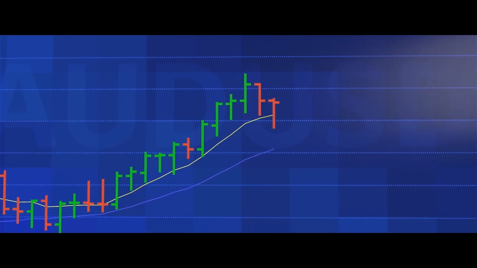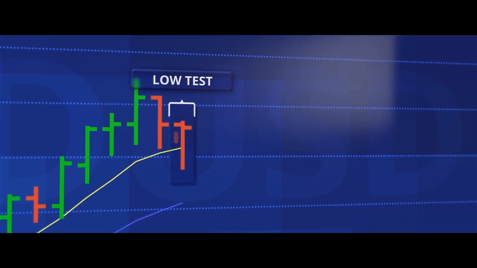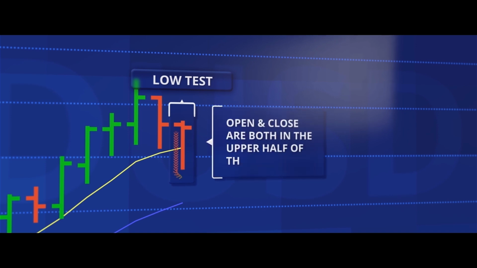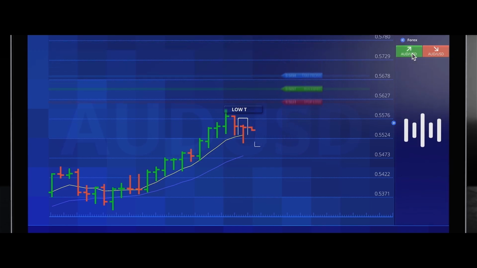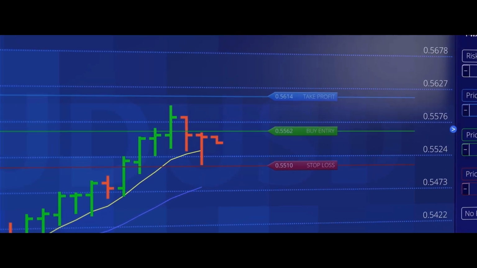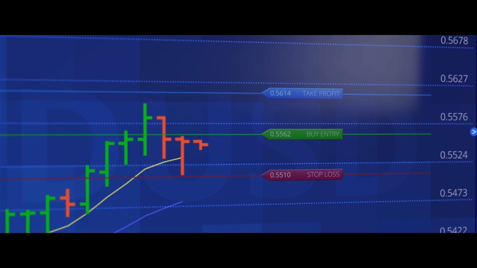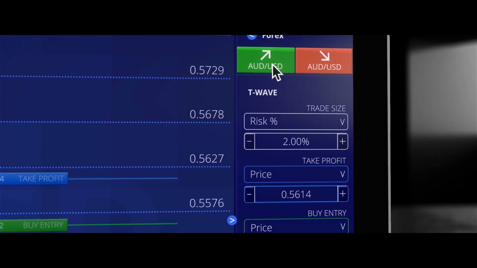There should be a low test bar, which is a bar that rejects the downside push and closes near to where it opened, in the upper half of the bar. The entry price would be 1 pip above the high of the low test bar, with a stop loss 1 pip below the low of the low test bar, and a target level of a 1-to-1 reward to risk. These are the strategy defaults.